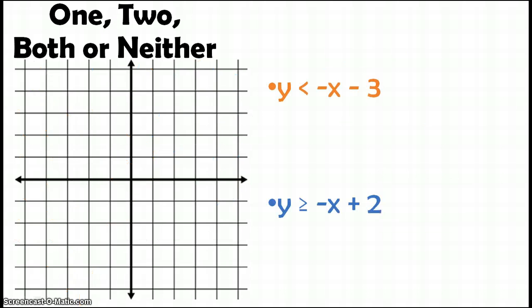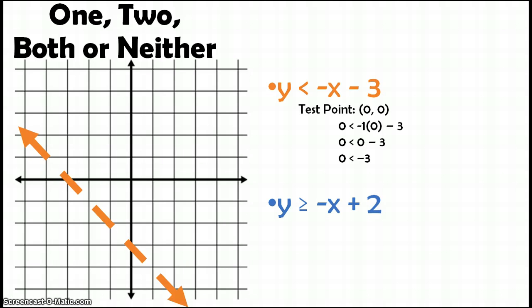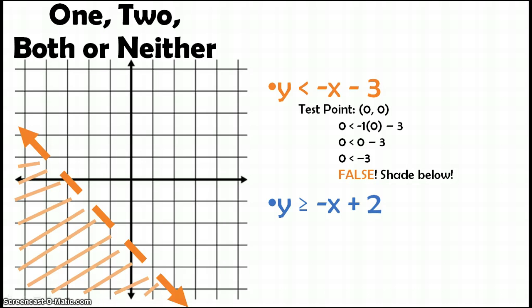Let's look at another example. We're going to start at negative 3 and go up 1 over 1. It's a dashed line because it's just less than. Again, we can pick a test point of 0, 0, put 0 in for x, 0 in for y, and solve. Is 0 less than negative 3? This is false, so we don't want to shade where 0, 0 is.